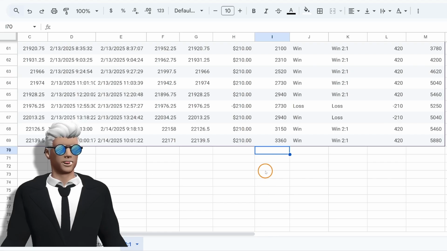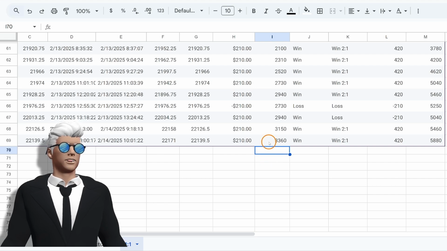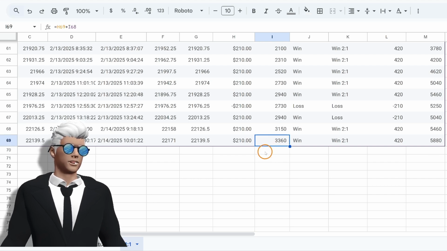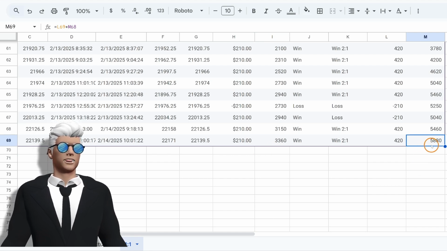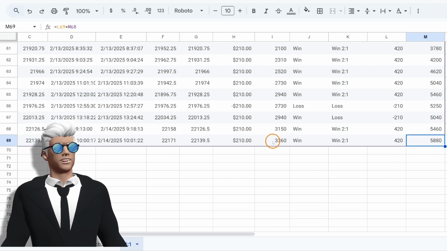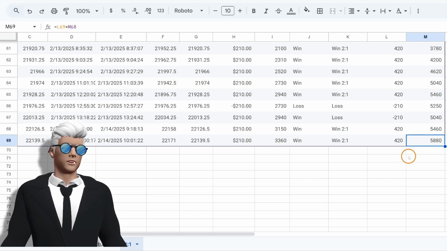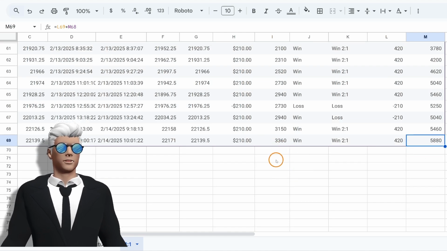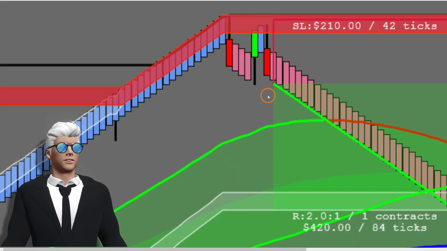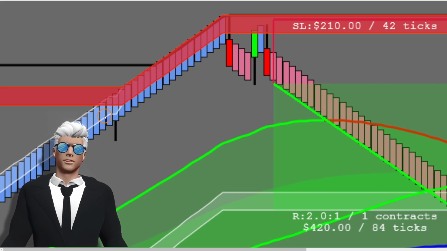Our total profit for the 1-to-1 strategy for the week would have been 3,360, and our total profit for the 2-to-1 strategy would have been 5,880. So that can give you an idea of what to expect when you do this, and don't forget about that drawdown.